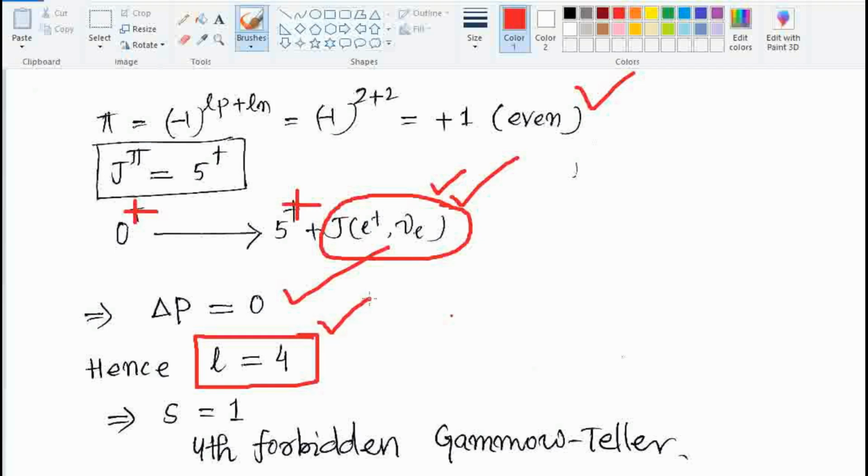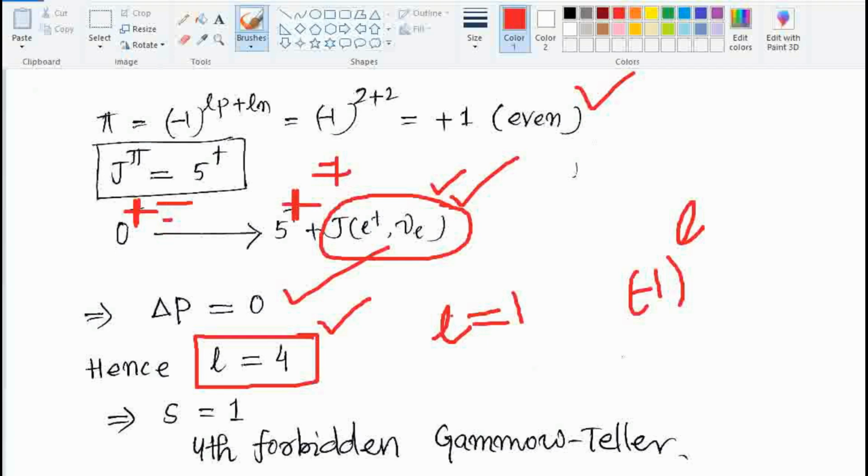Now you see, if you take L equal to 1, then there is a change in parity, because we know that parity depends on the L value. So that's why we have to take only even values of L. That means L can be 0, 2, 4, 6, like this. You cannot take odd values of L, because then the parity will be changed. That means this positive sign is no longer a positive sign here; it may be positive or negative.